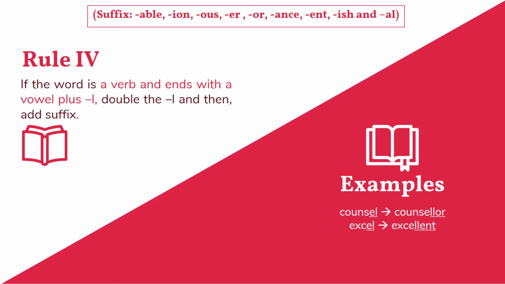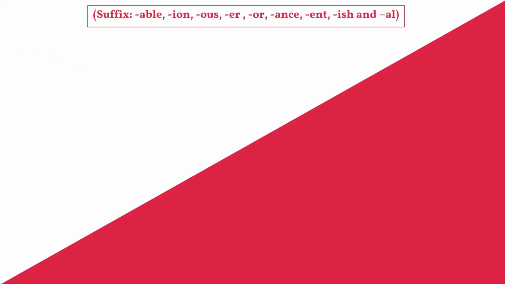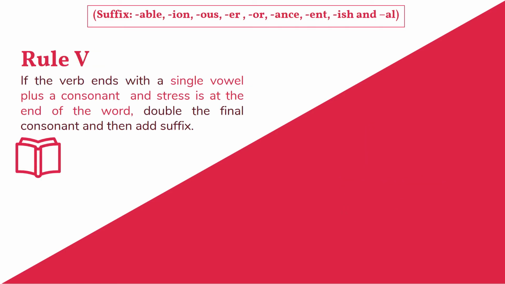Let's see the next example. Excel, excellent. Once again, the word ends with an L and there's a vowel E. So while adding the suffix ENT, we have doubled the L. Now, rule number 5 for the same set of suffixes. If the verb ends with a single vowel plus a consonant and there is a stress at the end of the word, then we double the final consonant and then add the suffix.